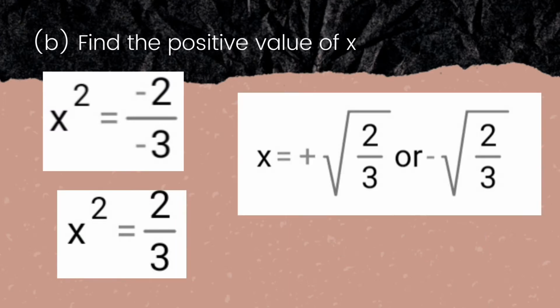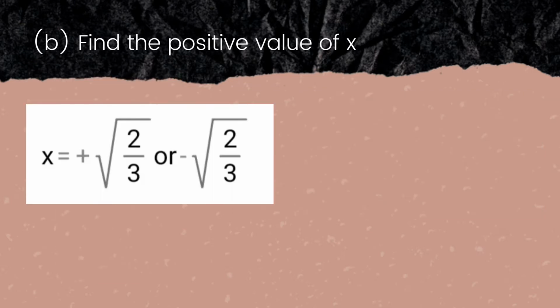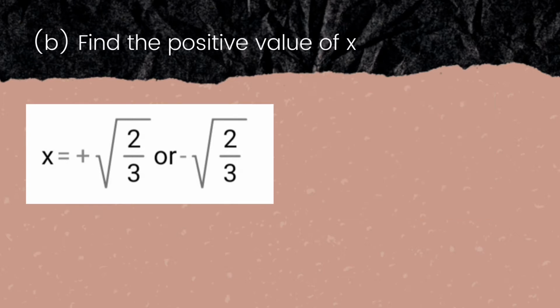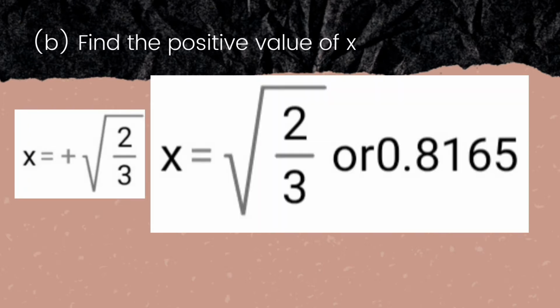And we will get x is equal to plus minus square root of 2 over 3. As we know, the question wants us to find the positive value of x. So we need to take the positive value of square root of 2 over 3 as the value of x. And lastly, we will get the answer is square root of 2 over 3, or in decimal is 0.8165.